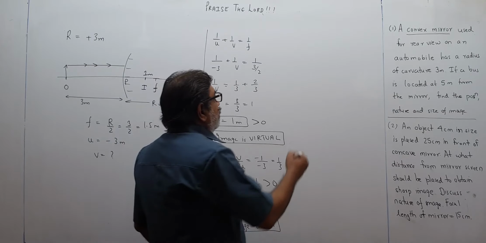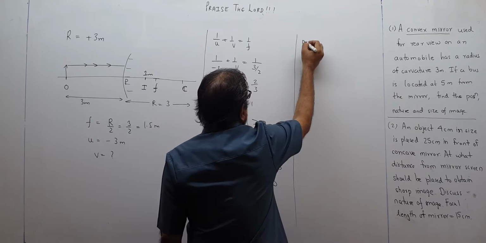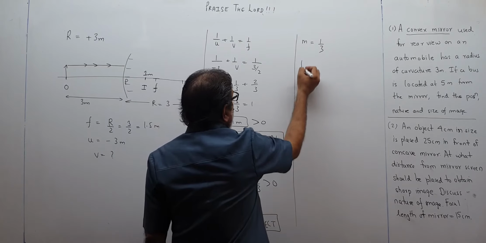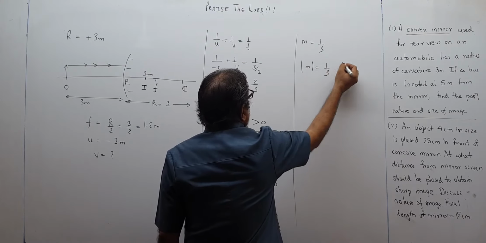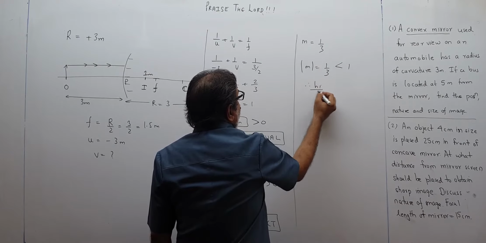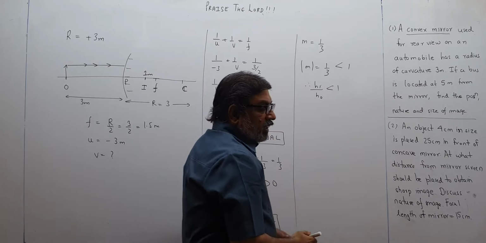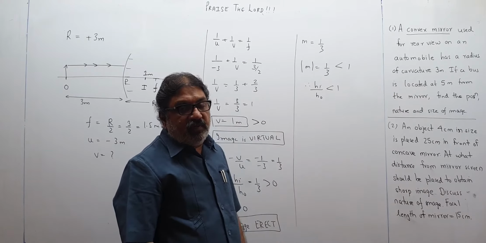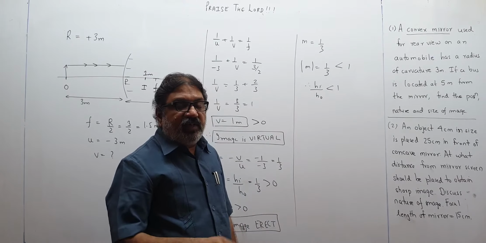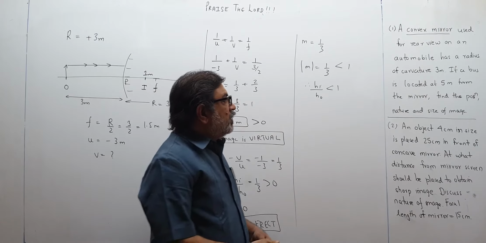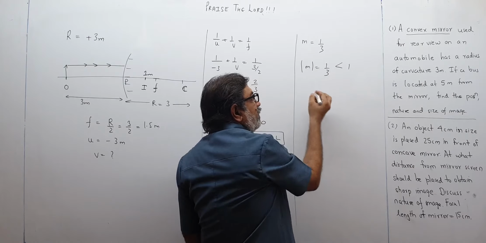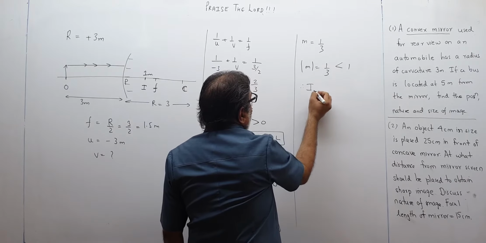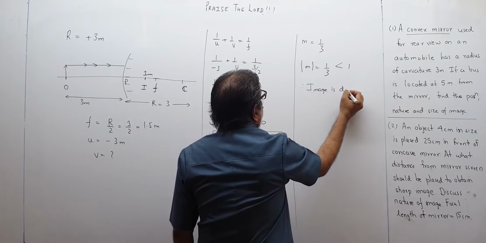And then diminished or enlarged. So M is coming out to be 1 upon 3. And I told you therefore find out mod M. This is less than 1. Therefore HI upon HO less than 1. I told you get the value of mod M. If it is more than 1, that means HI upon HO will be more than 1. If mod M is less than 1, then HI upon HO will be less than 1. You will think like this. So you can directly write, because mod M is less than 1, therefore image is diminished.